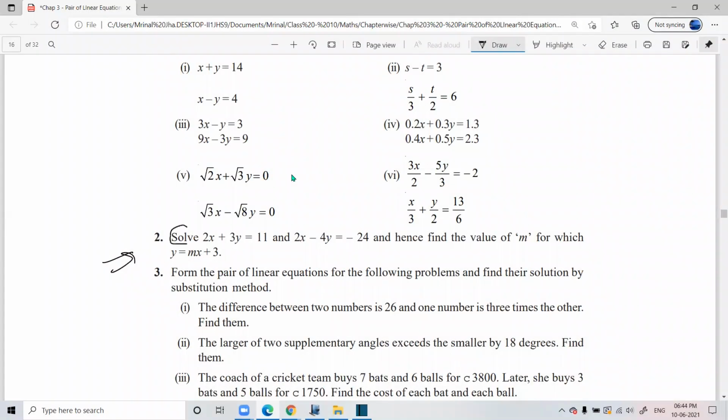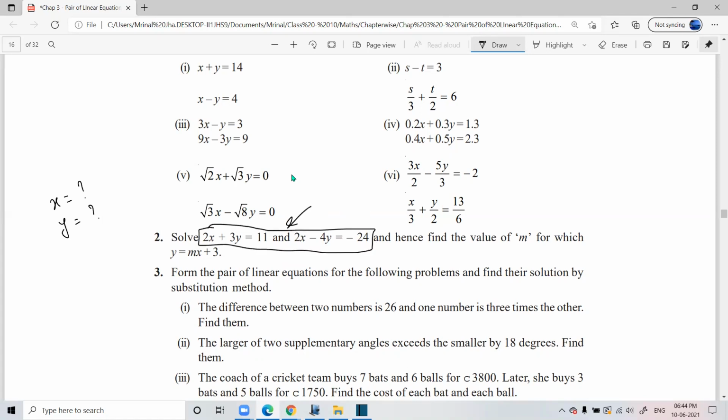Okay, so they are asking you to solve these two equations. You know how to solve these equations, right, Tanushri? Solving the equations means what? They're asking you to find the x value and y value, right? And once you know the x and y value, can you not find the m value from this one? You know your y, you know your x. Can you not find m? You can.